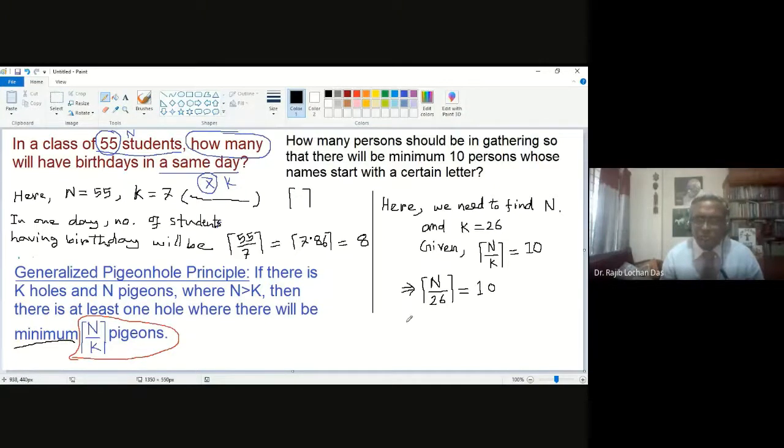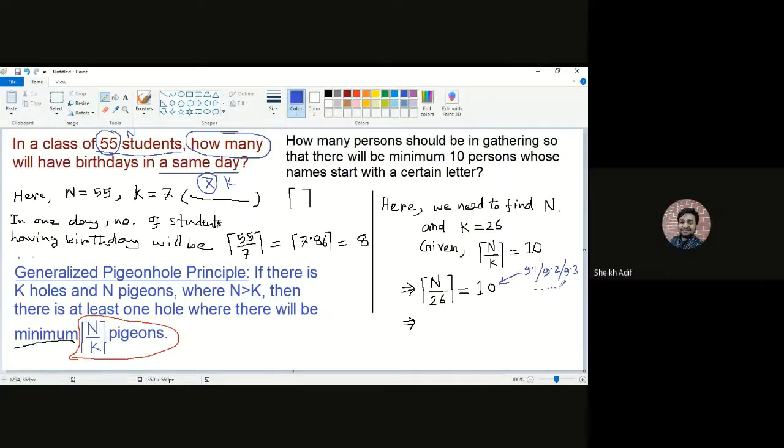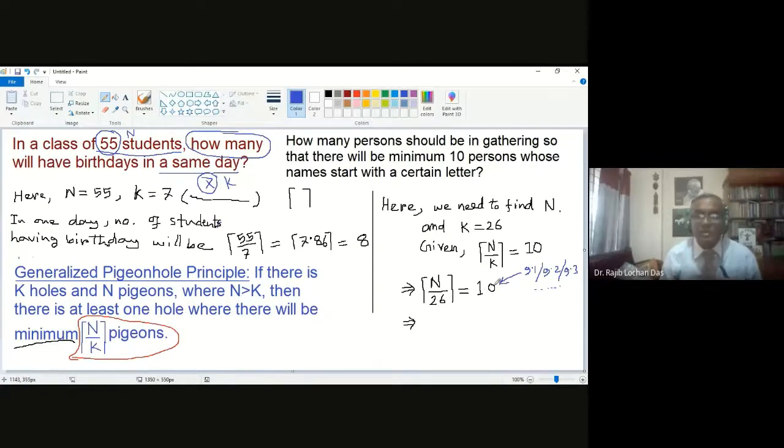So is it 26 into 10? That is the question. Actually, not. Why not? Because the 10 was a ceiling number. The original number was maybe 9 point something, maybe 9.1, 9.2, 9.3. We are not sure about that, but anything with 9 point. You understand my logic, right? So we cannot really multiply 10 into 26. Then it will be wrong. 10 into 26 is not the correct answer.